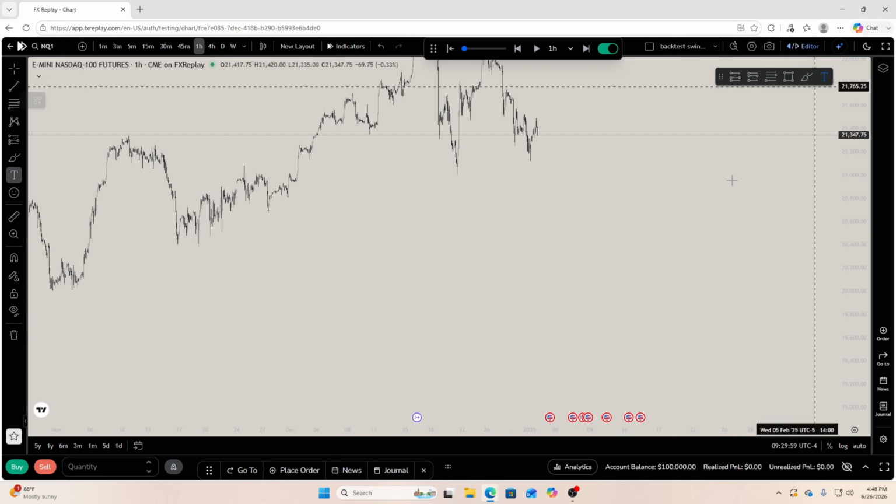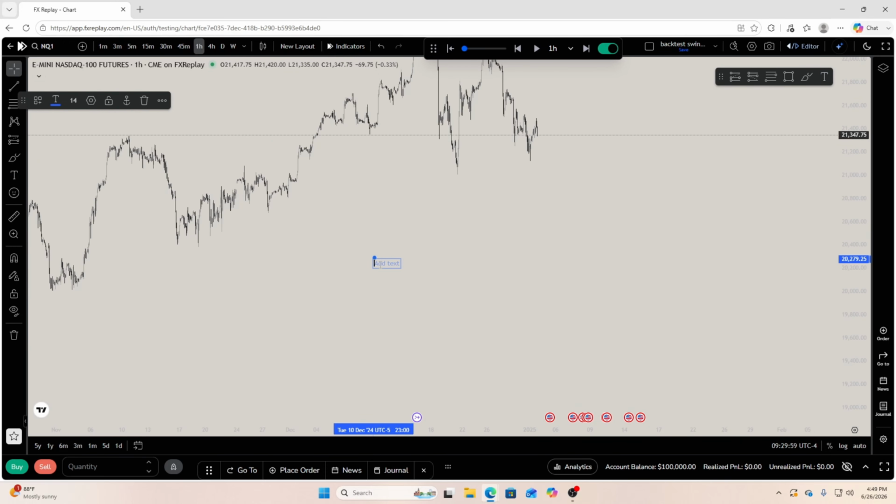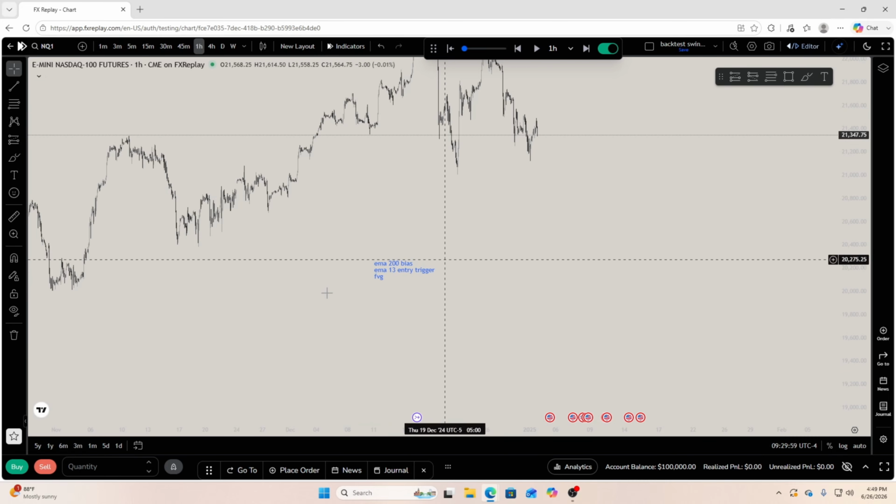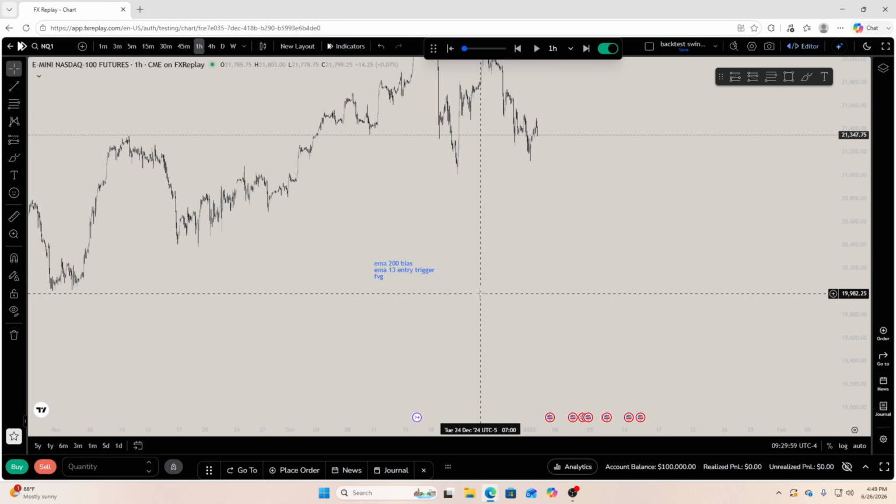I'm gonna write down the steps here. So first step, you're gonna need 3 indicators. All right, we're gonna start out with that. You're gonna need EMA 200 for your bias. You're gonna need the EMA 13 as your entry trigger. And you're just gonna need a fair value gap indicator. Those 3 indicators right there alone should do the job.